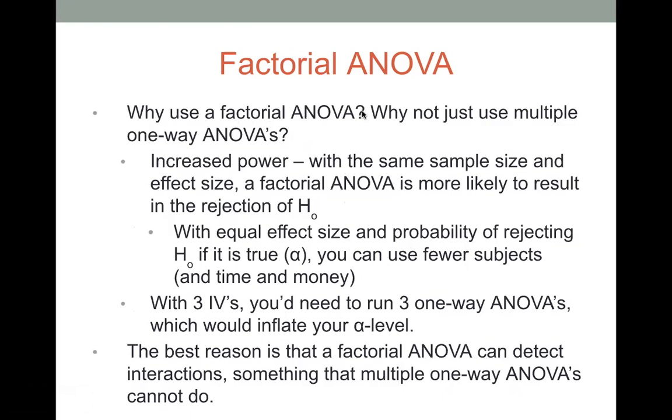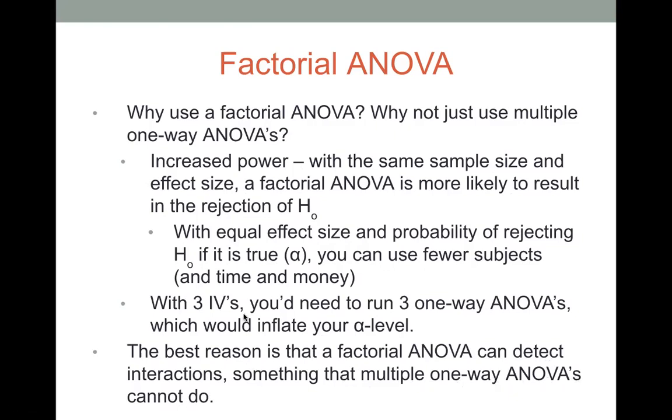Then, why use factorial ANOVA? Why not just multiple one-way ANOVAs? First, it increases power. With the same sample size and effect size, a factorial ANOVA is more likely to result in the rejection of the null hypothesis. With equal effect sizes and probability of rejection, you can use fewer subjects, time, and money. With 3 IVs, you would need to run 3 one-way ANOVAs, which would inflate your alpha level, which is not known. So the best reason is that a factorial ANOVA can detect interactions that multiple one-way ANOVAs cannot.